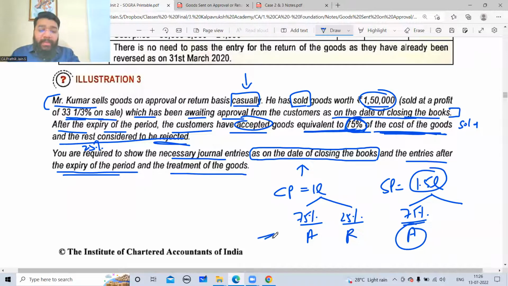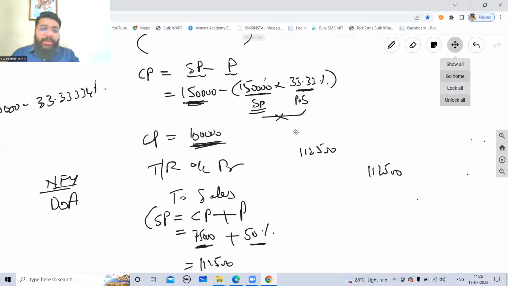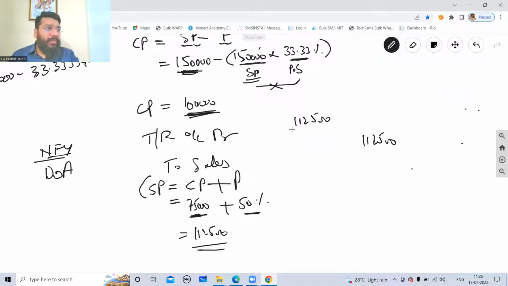Now, why I did it in this method is because sometimes in the question, they may not give you this 1,50,000. In that case, you should be in a position to do the answer in both ways. That's why I've taught that. So if cost price is given, you will do it the way I've done it. Had they given you cost information and profit on cost information, you would have done it in this way. So I'm teaching both methods.